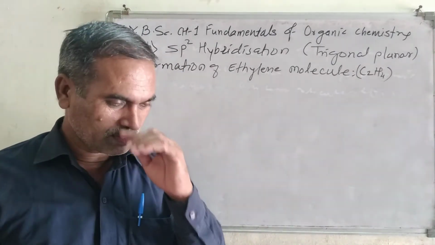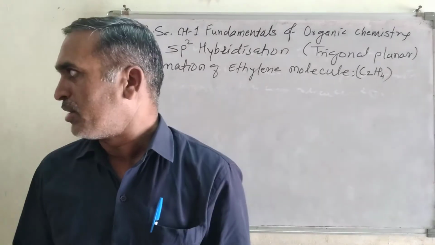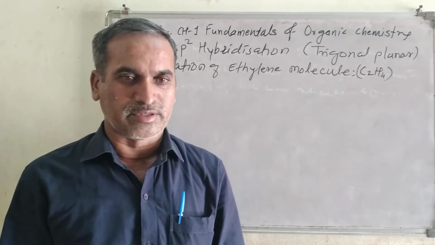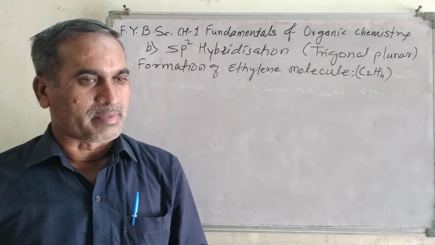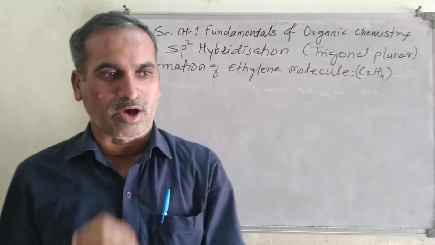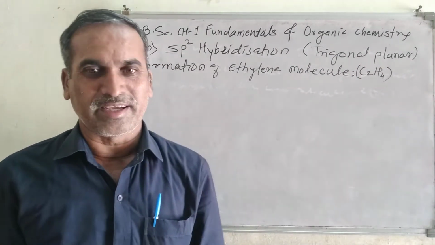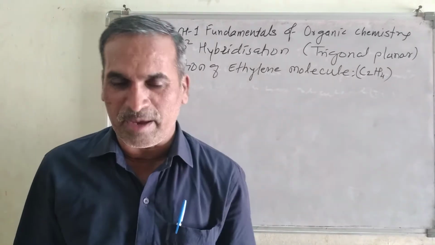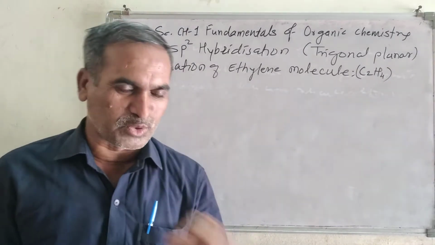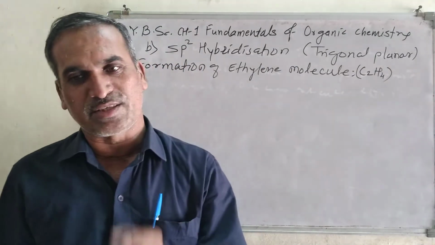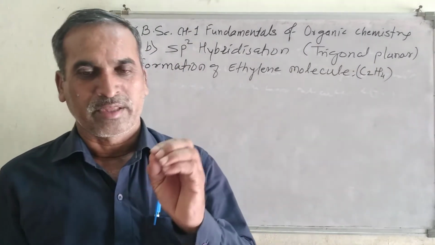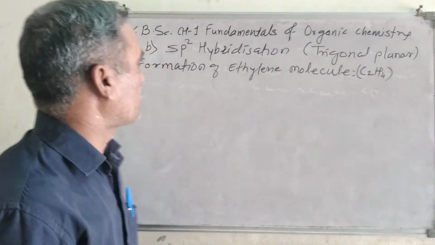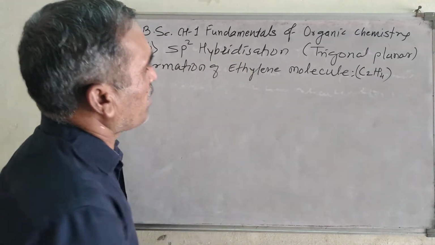So today we are going to learn about the remaining hybridization using s and p orbitals. We get different types of hybridization. First one is sp3 hybridization, second one is sp2 hybridization, and third one is sp hybridization. We already learned sp3 hybridization. Today we are going to learn sp2 hybridization.